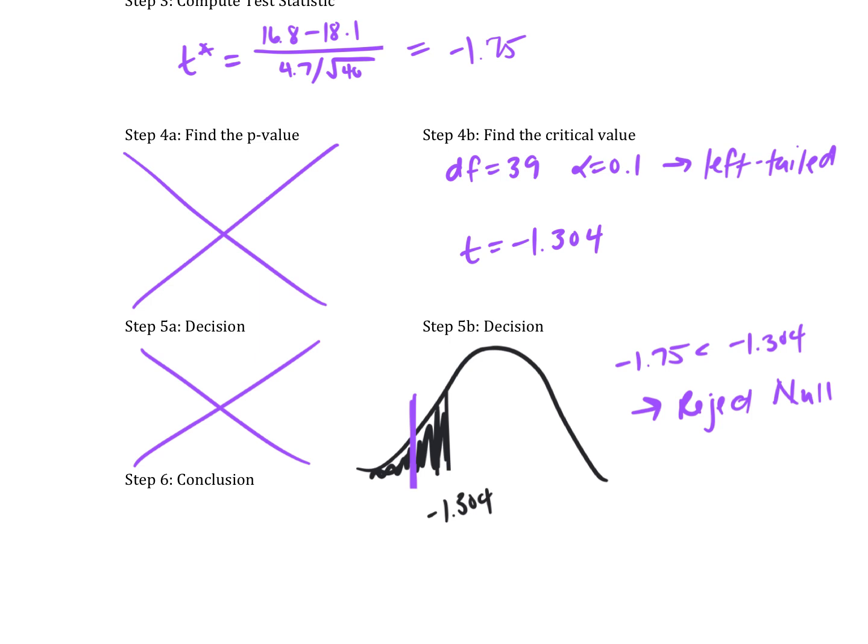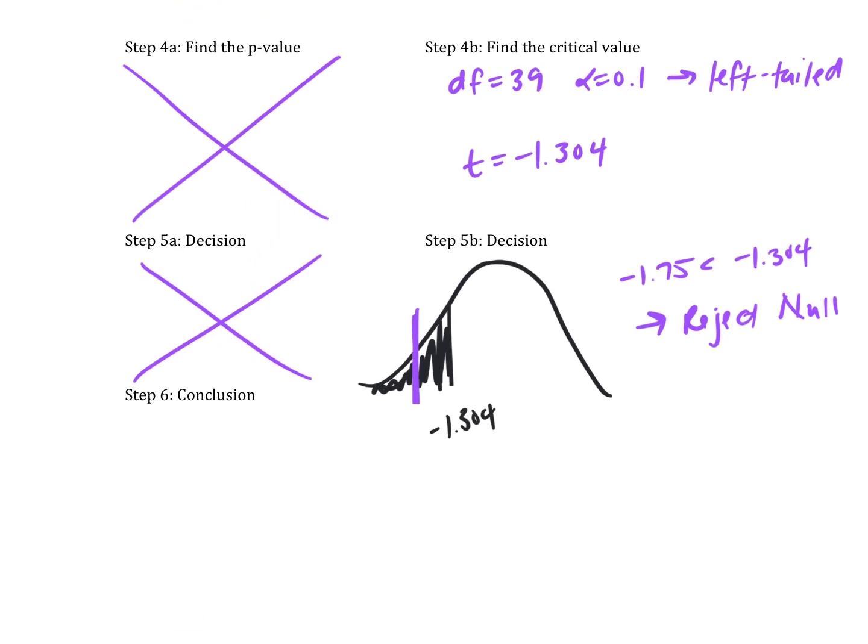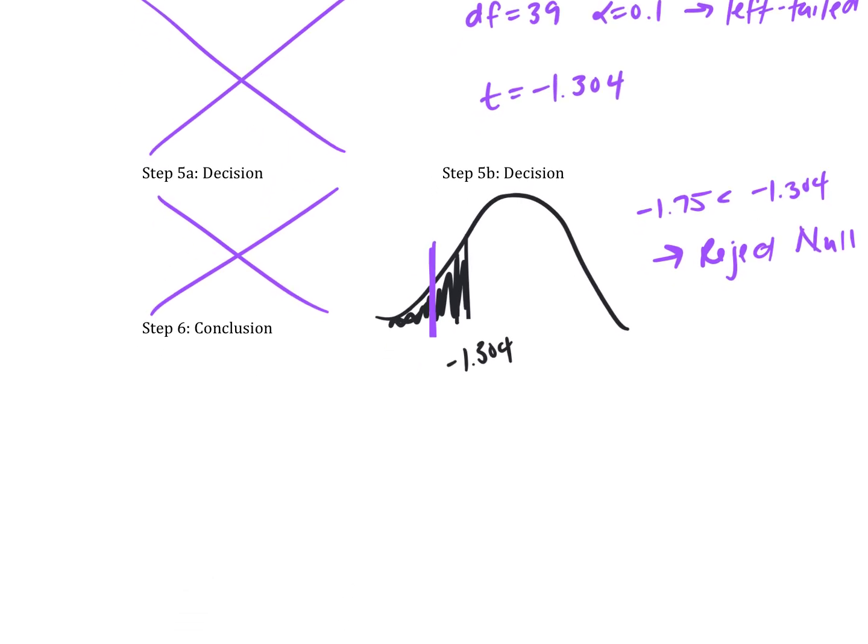Yeah. All right, so my conclusion. There is sufficient evidence to conclude that retired adults who are daily smokers smoke less than the general population.